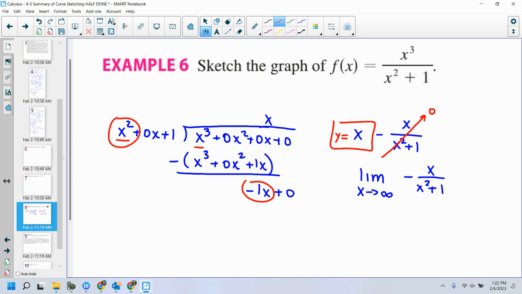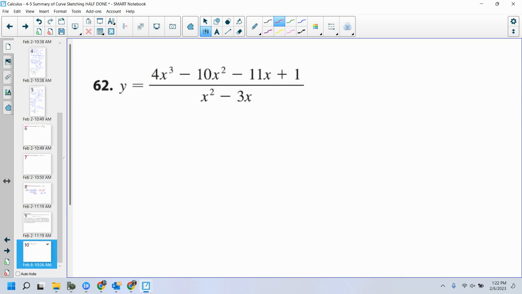Okay. Let's do another one of those. This is number 62 out of your homework. I can't remember if I took it out of the numbers in your homework or if I just left it in and said you don't have to do it. So if 62 is in your homework set, you don't have to do it.